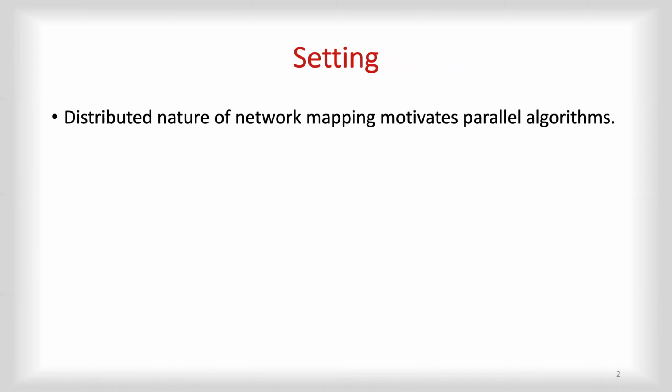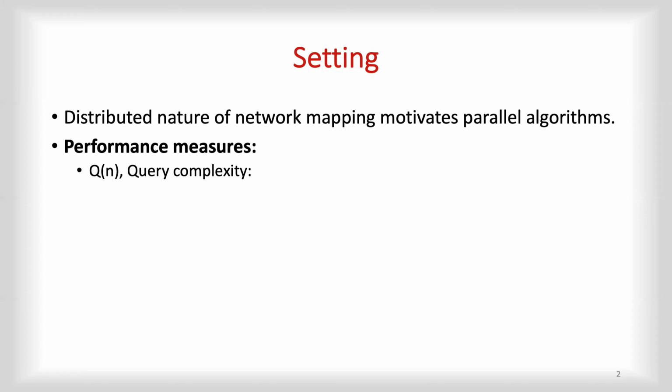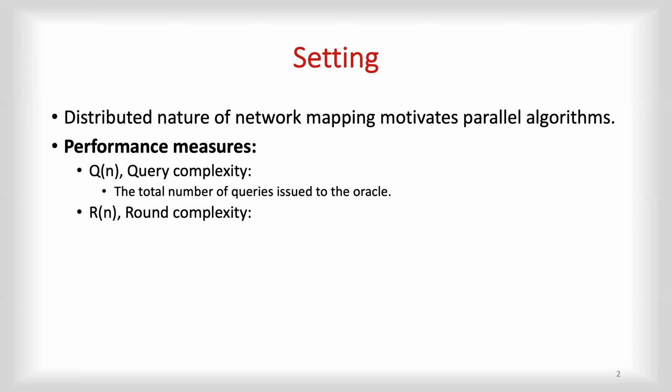Motivated by the distributed nature of network mapping applications, we are interested in designing parallel algorithms. We evaluate our algorithms using the following performance measures. The first is query complexity, which is the total number of queries that we issue to our oracle. The second is round complexity, which is the number of parallel rounds in which we issue our queries. The queries that we issue in each batch may not depend on the answers to the queries in the same batch, but they may depend on the answers to the queries in the previous batch.